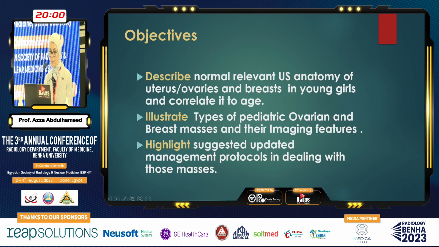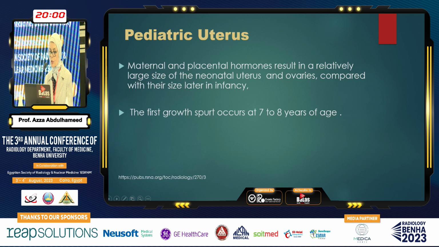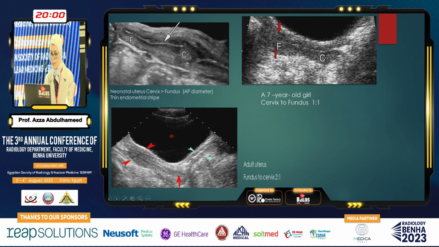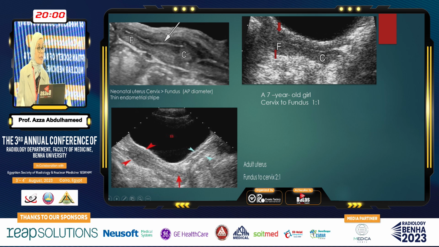This is the agenda. First of all, the normal ultrasound anatomy of the pediatric uterus. It's important to note that it's a matter of width rather than length. As you can see here, this is a neonatal uterus. We should measure the AP diameter of the fundus and compare it to the AP diameter of the cervix. In a neonate, the ratio is 1 to 2. In a 7-year-old girl, the ratio is 1 to 1, and in the adult uterus, the ratio becomes 2 to 1. So again, it's a matter of width, not length.